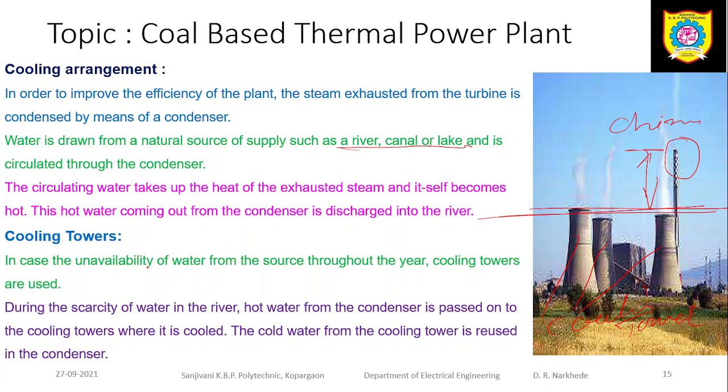Cooling tower. In case of unavailability of water from the source throughout the year, cooling towers are used. Basically in Maharashtra, we are going to face a lot of water shortage. Okay, so we already have scarcity of water, and because of that we need to reuse the water. Reuse of the water is possible with the help of a cooling tower. During the scarcity of water in the river, hot water from the condenser is passed through the cooling tower where it is cooled. The cold water from the cooling tower is reused in the condenser.